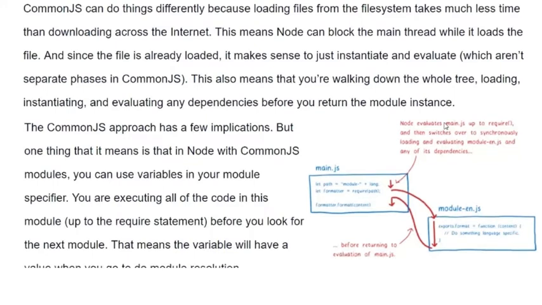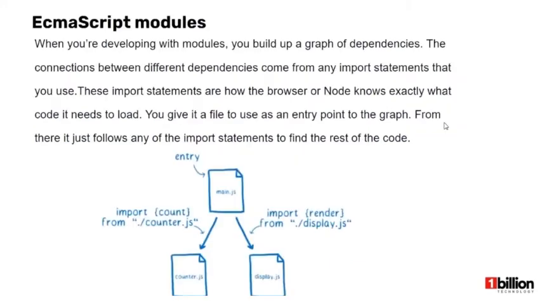You are executing all of the code in this module up to the require statement before you look for the next module, which means the variable will have a value when you go to the module resolution. So one by one it will check and go. So that's CommonJS modules.